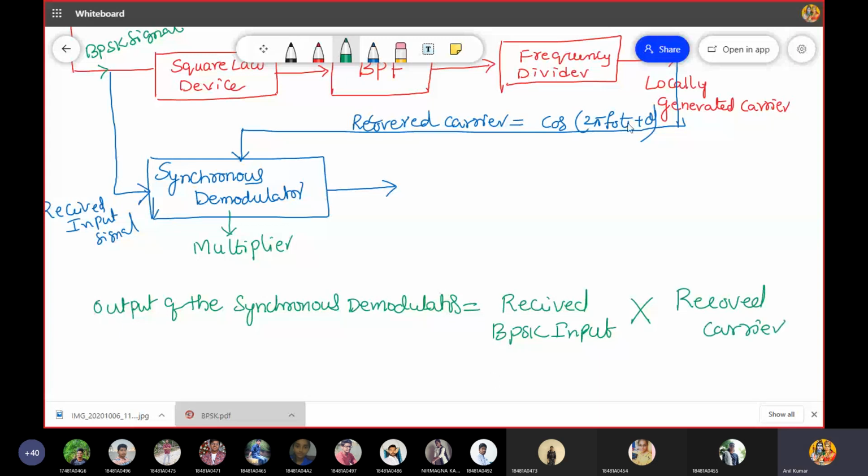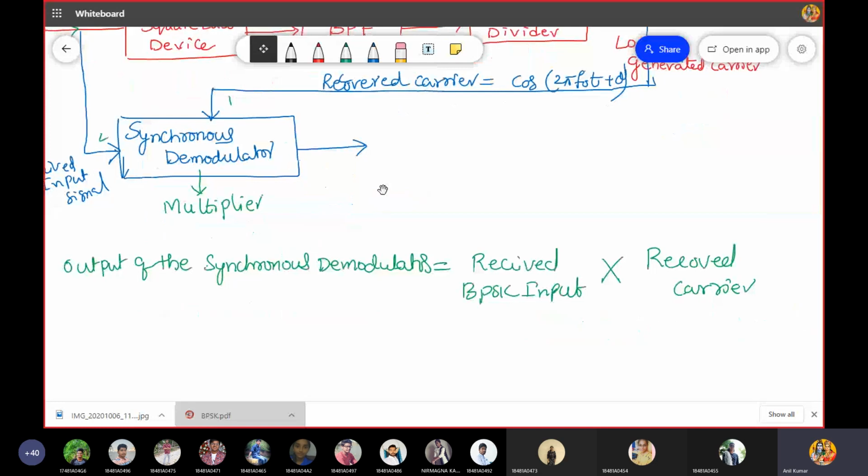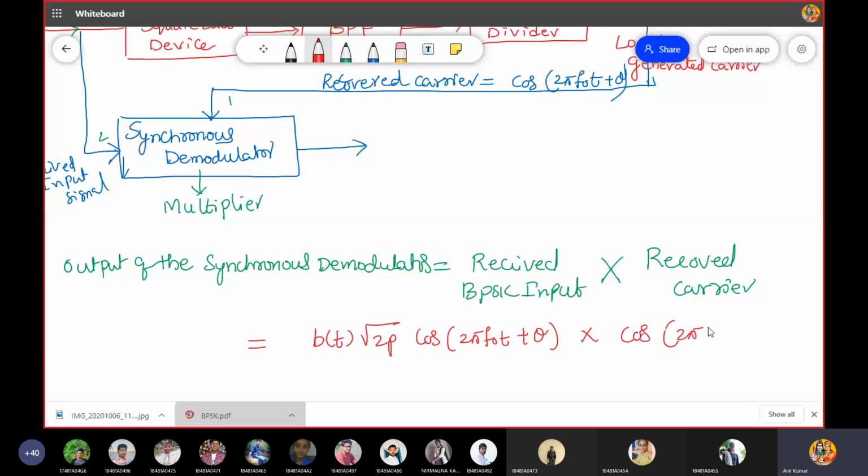So simply, the two inputs are multiplied. It is a first input, it is a second. Two inputs are multiplied here, and it generates the output. So what will be the shape of the first one? Received input. The received input will be in the shape like this. That is equal to B of t into root 2P cos 2 pi f naught t plus theta into cos 2 pi f naught t plus theta.